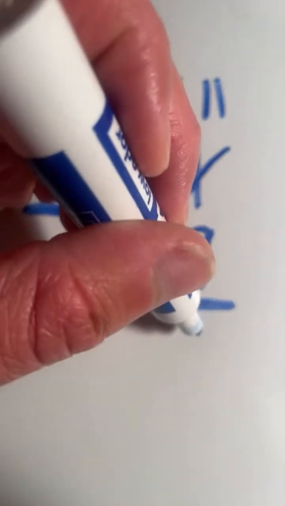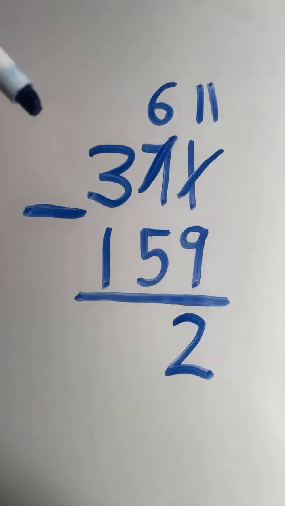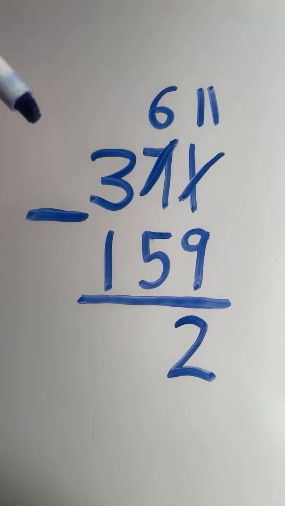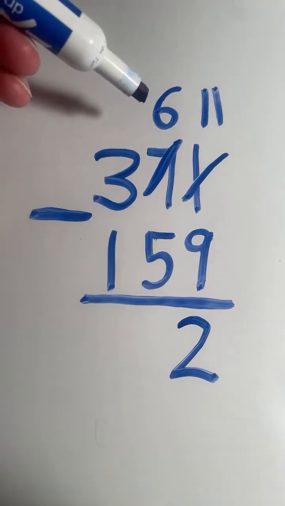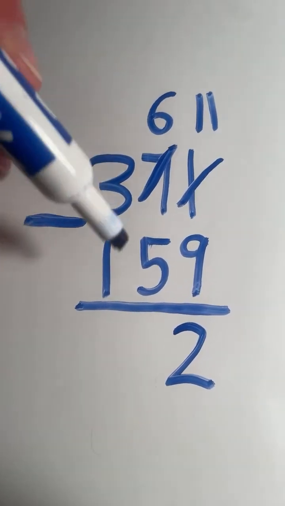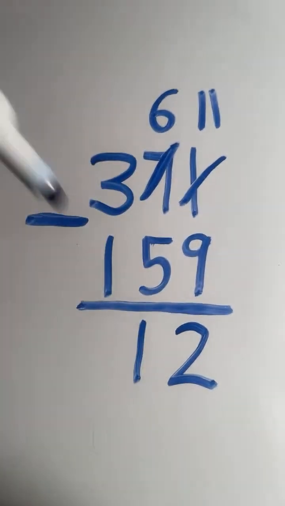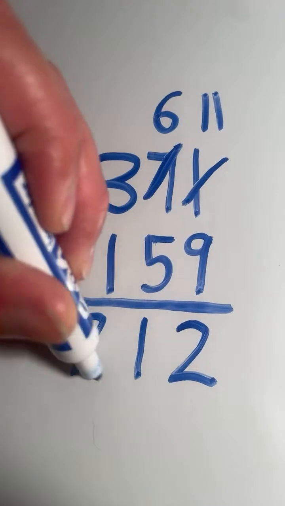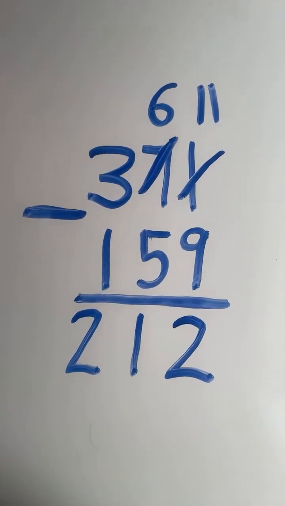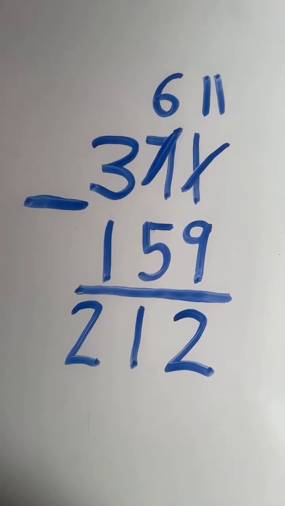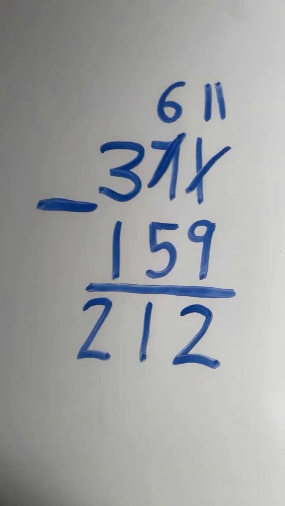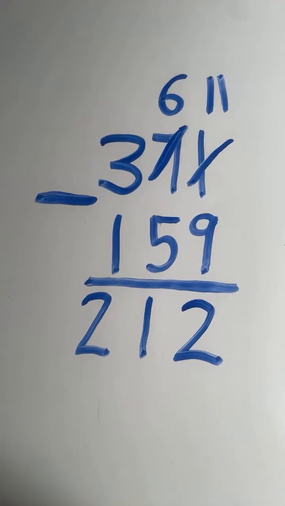11 minus 9 equals 2. Six minus 5 equals 1. 3 minus 1 equals 2. And we have our final answer. 371 minus 159 equals 212. All right, moving on to the next example problem.